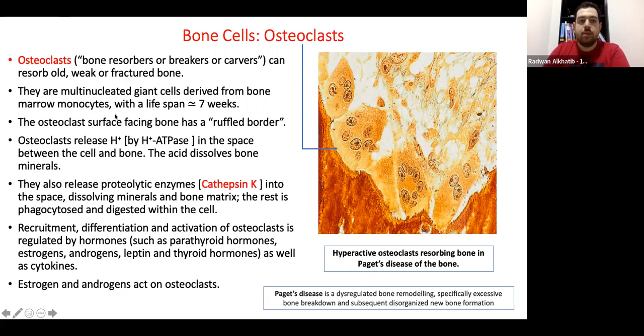So the summary of this slide is that the osteoclasts are the bone breaker cells. They are multinucleated giant cells. They release hydrogen ions to break down the minerals, and then they release the cathepsin K enzyme to break down the proteins of the bone. That's the summary of the slide.